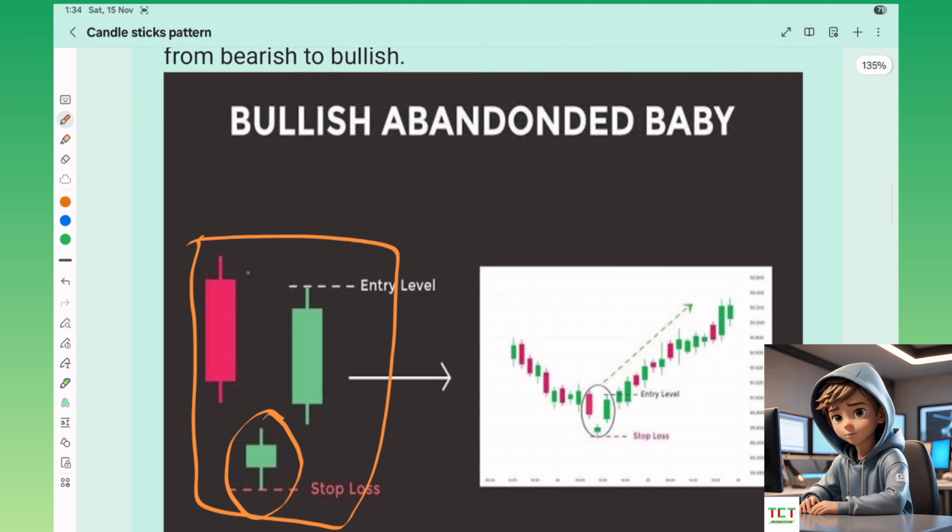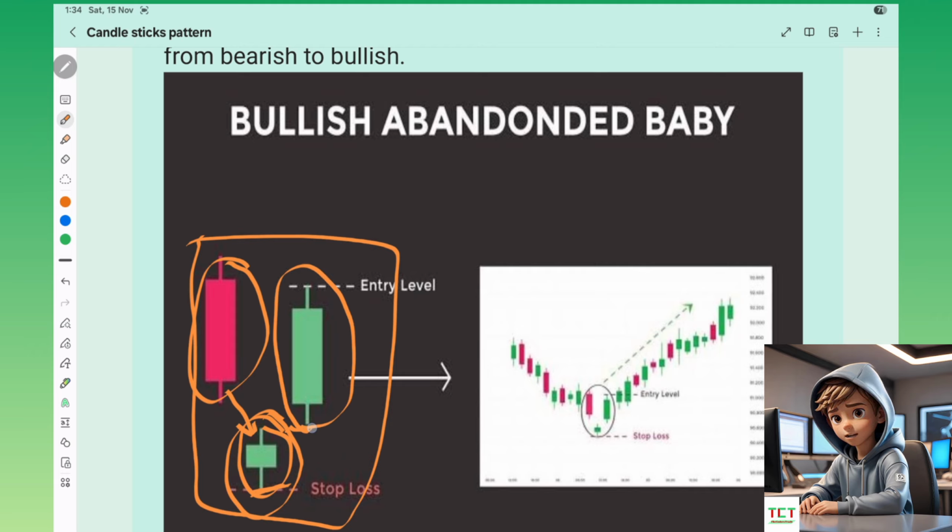First, you have a long bearish red candlestick in a downtrend. Sellers are dominating, prices are falling. Then comes the second candle, and this is the baby. It's a doji candle, which means it has almost no body, showing complete indecision. And here's the important part. This doji gaps down from the previous candle. There's a clear gap between the first candle's low and the doji.